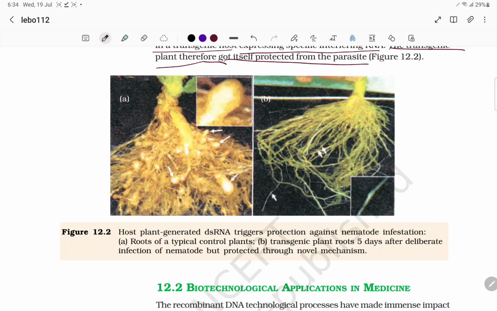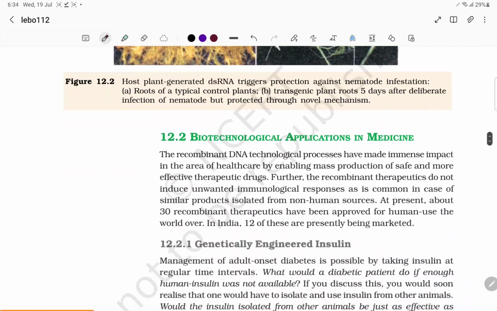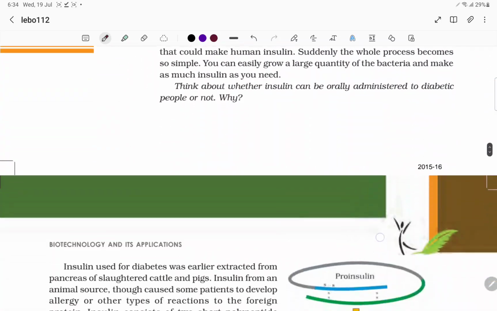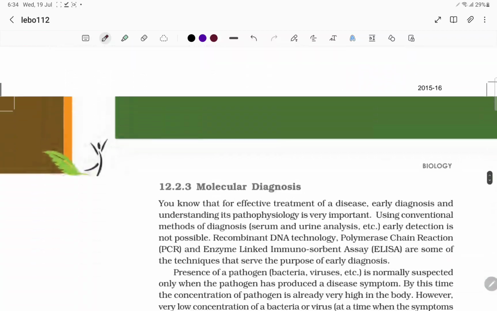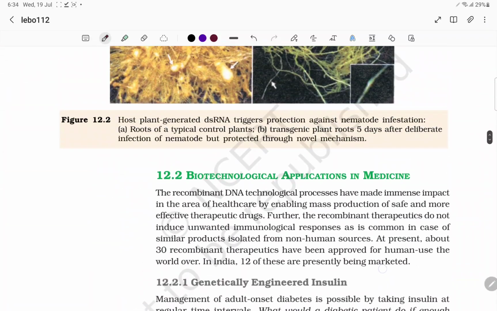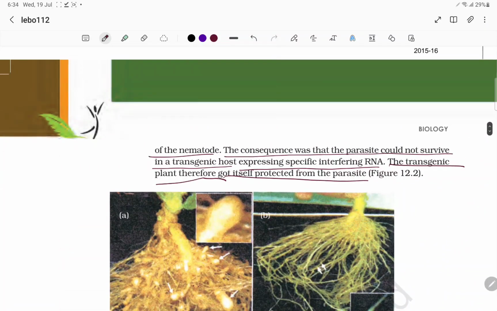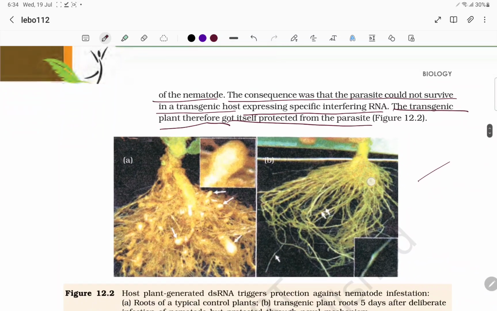The roots typical of control plants. This is A. And this is the transgenic plant root 5 days after deliberate infection with nematode, but protected through a novel mechanism. So these are the things we have to remember when it comes to this topic, right?